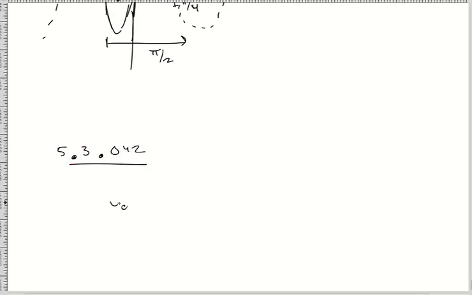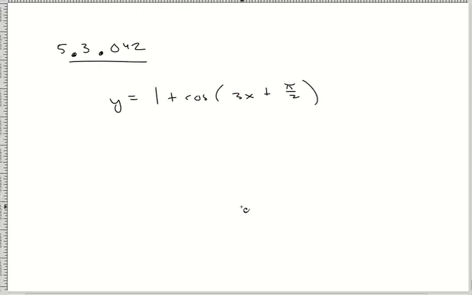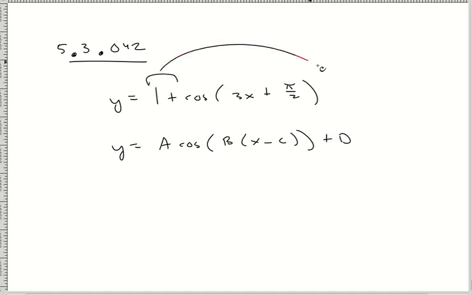53042. y is equal to 1 plus cosine of 3x plus pi over 2. What I need to do is decode this thing. Do you remember the formula for this? A cosine of b times x minus c, all plus d. Do I have that same formula? Well, no. This guy here's got to go to the back. So that's one of them.